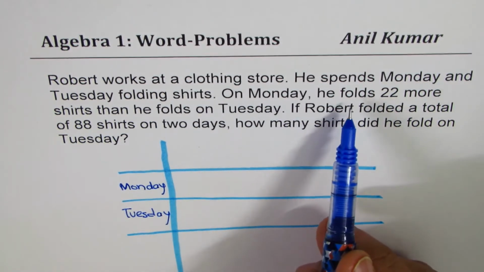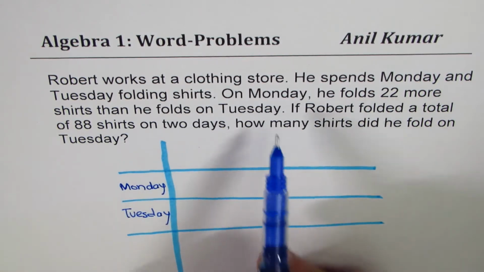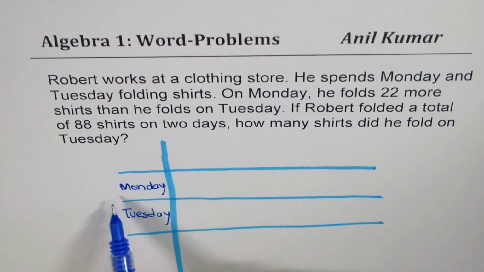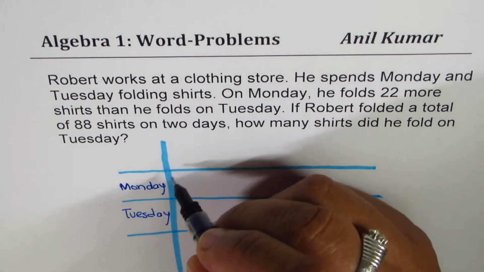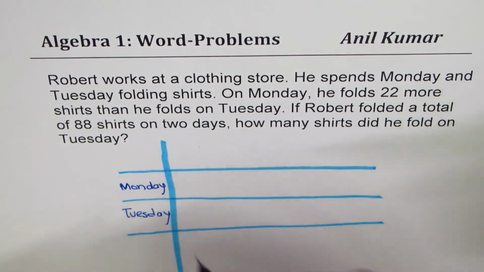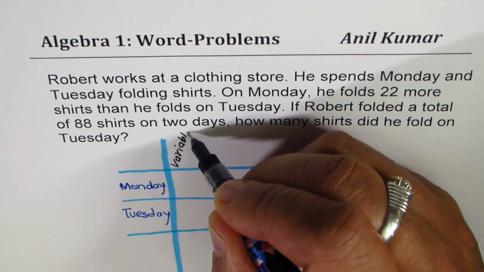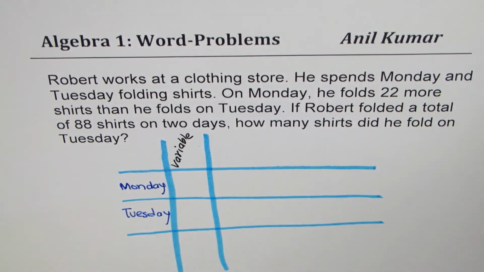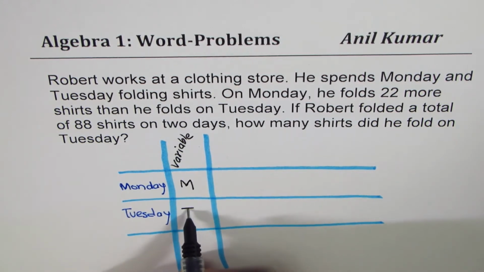On Monday, he folds 22 more shirts than he folds on Tuesday. Now, when you come across such a statement, then writing Monday like M-O-N-D-A-Y makes it kind of difficult to work with. So we define a variable. We call it a variable because the value could change, right? So let me write variable here and define one. For Monday, I will write M. And for Tuesday, I will write T.